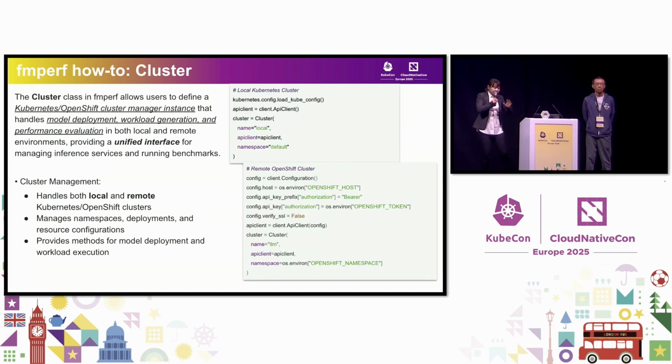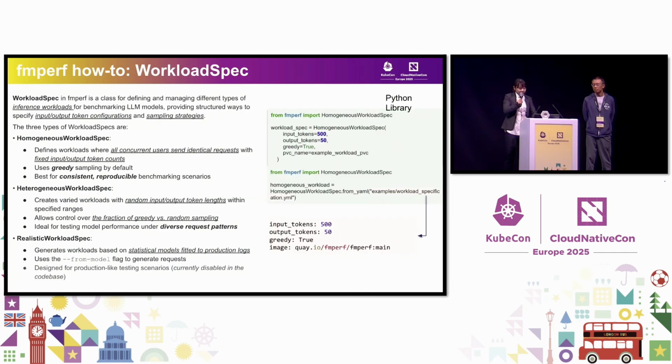So I will then dive into how we can start using it. It's very, very simple. We just need to define 3 types of Python classes. The first one is cluster. Of course, it supports local and remote Kubernetes servers, as long as your client laptop has connection access to your clusters. You can define it using, for example, the load kube config in the Kubernetes client to initialize the cluster class. And then the second one is workload spec.